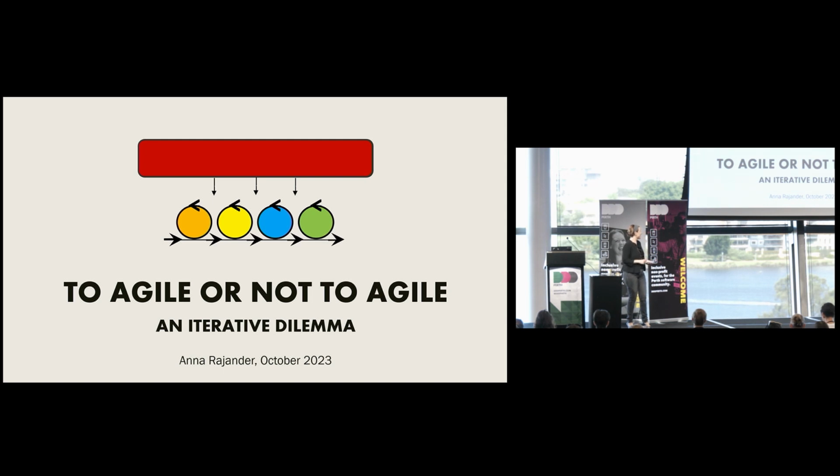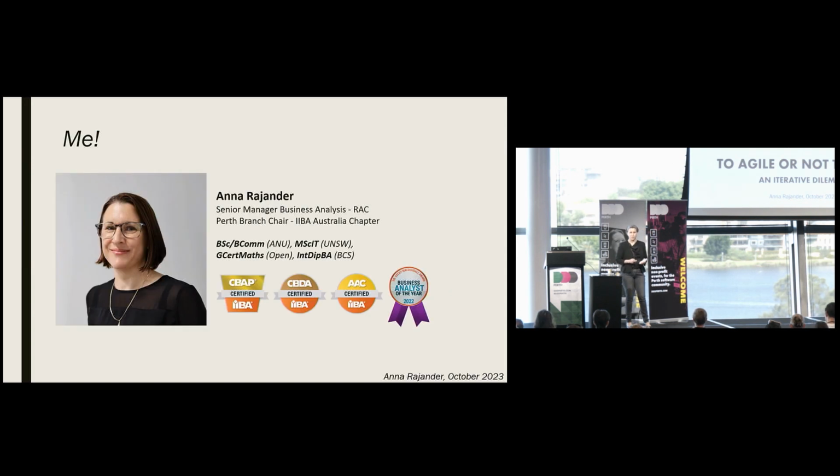My presentation today is called To Agile or Not to Agile, an Iterative Dilemma. Although I see some familiar faces in the room, I should probably start by introducing myself. For those of you who don't know me, my name is Anna Rajander. I'm currently the Senior Manager of Business Analysis at the RAC, where I manage a team of business analysts who work on projects across the organisation.